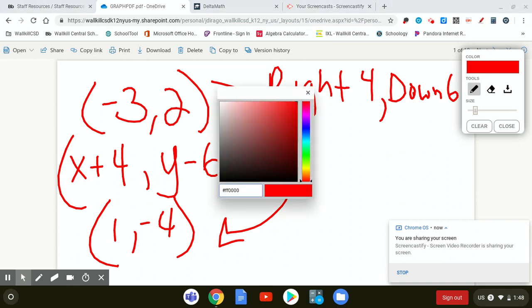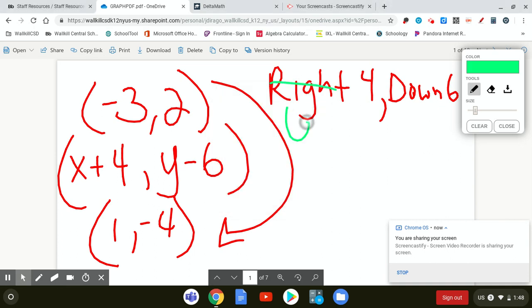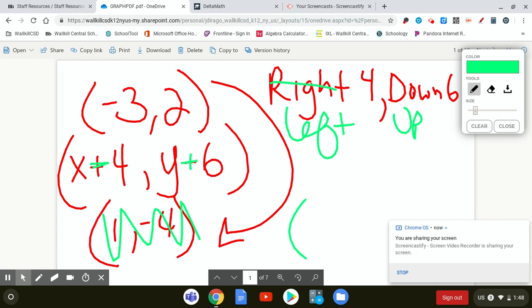Now, if I said left and up, instead of adding 4, I would be subtracting 4 and then adding 6. So it would be, not this point, it would be -3 minus 4, which is -7, 2 plus 6, which is 8. All right. So left and right. Left means you subtract from x. Right means you add to x. Down means you subtract from y. Up means you add to y. All right. So that's what a translation looks like.